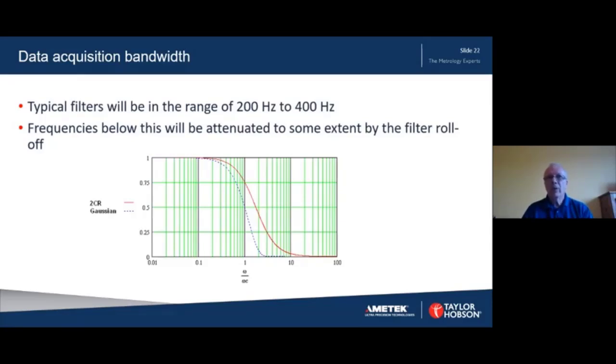Typical cutoff frequencies for the filters in the data acquisition system would be between 200 and 400 hertz. The cutoff frequency is usually a very useful parameter for characterizing filters, but it doesn't tell us the full story of how the filter is going to affect any particular frequency. This is because filters have a roll-off characteristic. Two common roll-off characteristics, the 2CR filter and Gaussian filter, are shown here. As you can see, for both filters, the roll-off is significant, down to about 1/10 of the cutoff frequency.